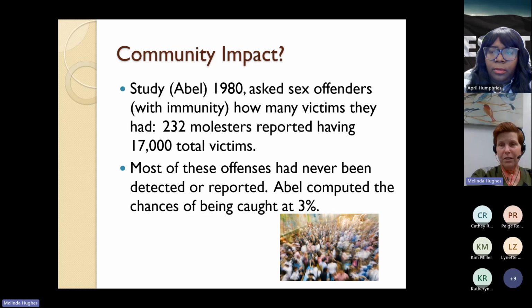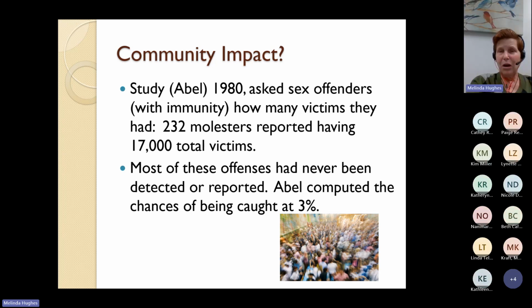And most of those offenses had never been detected or reported at all. And even where they were reported or talked about, it very rarely led to anybody having legal consequences. So Abel then crunched the numbers and computed at that time that the chance of being caught and held accountable for these crimes was at about 3%.